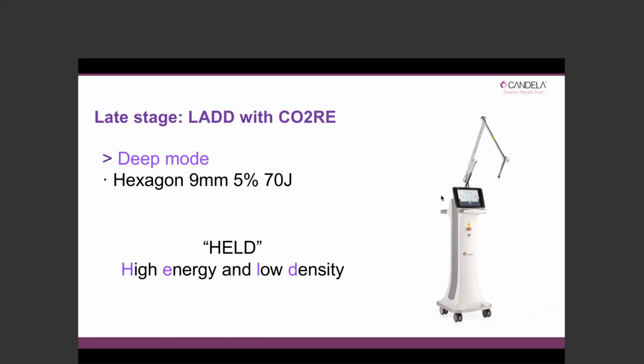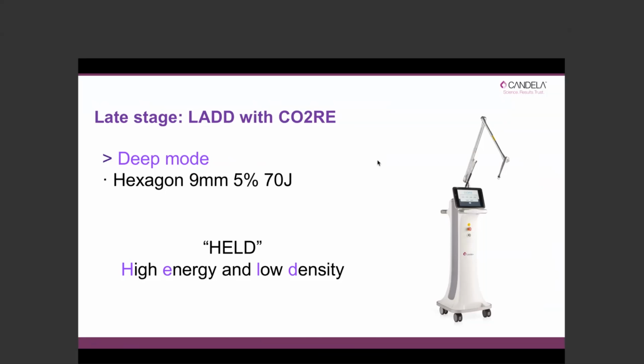So if we want to use the CO2RE to flatten the texture of the keloid at the very end stage of this one, we should use the deep mode. We can use it individually, or we can use it with 5-FU or clobetasol propionate applied on top of it. The settings of the laser: I tend to use the hexagon shape, the most common one I use. I go at 9 millimeters, 5% density, and 70 joules energy.